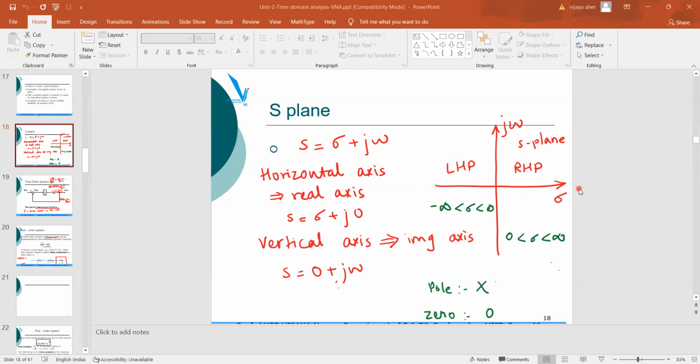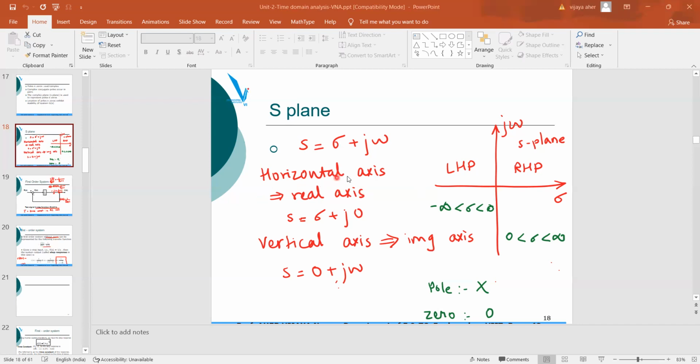Okay, got the concept of S-plane? So draw the S-plane. On horizontal axis, this is nothing but real value of your rho, right? Because in S-plane, your variable S is related to rho and j omega. So S is equal to rho plus j omega. So rho is nothing but your real axis parameter.